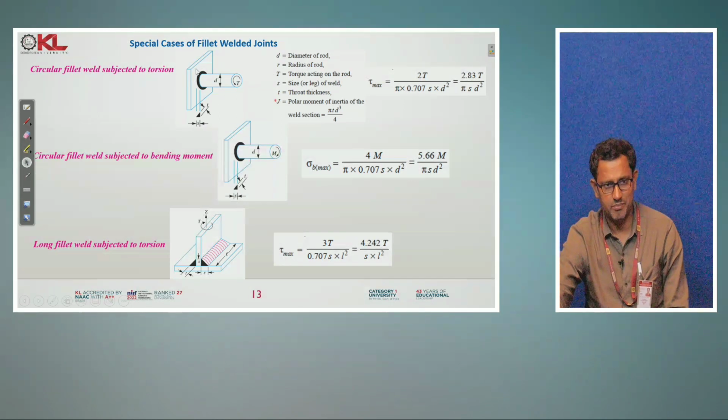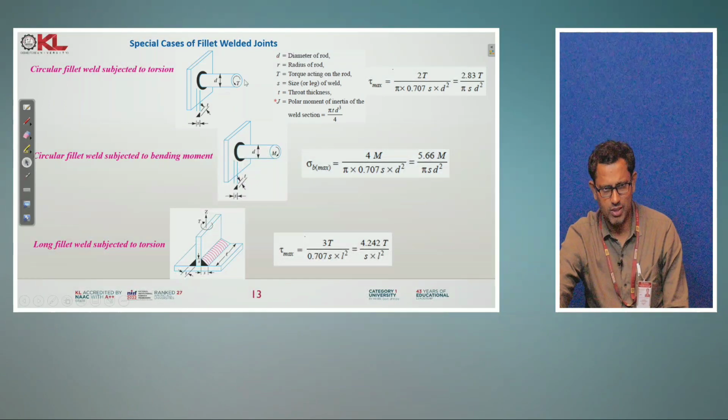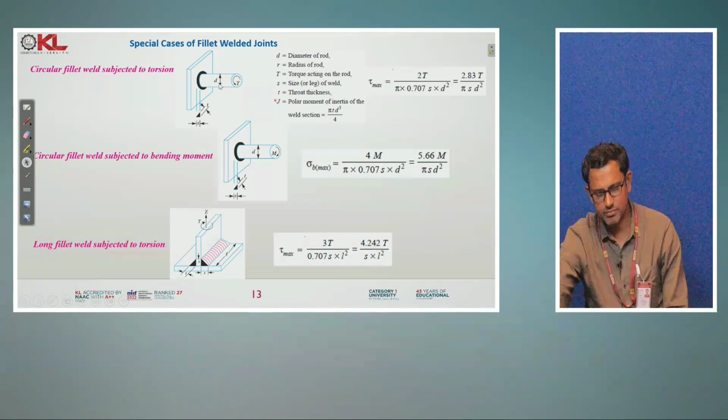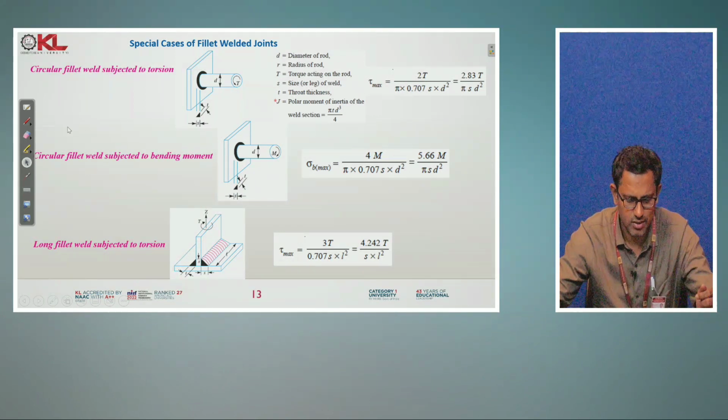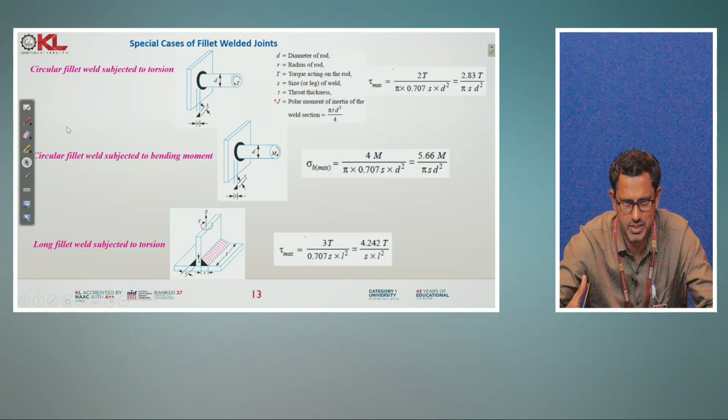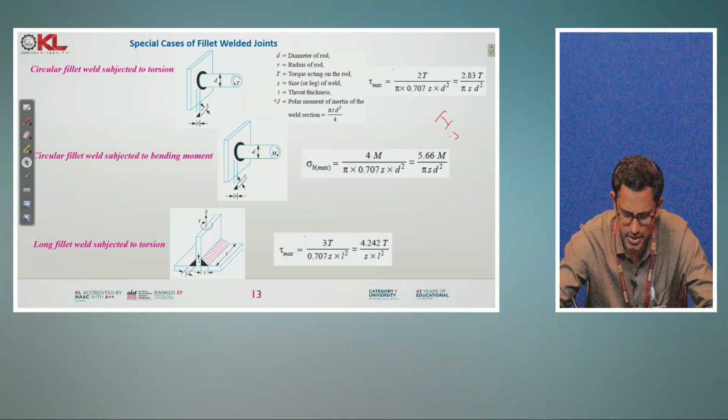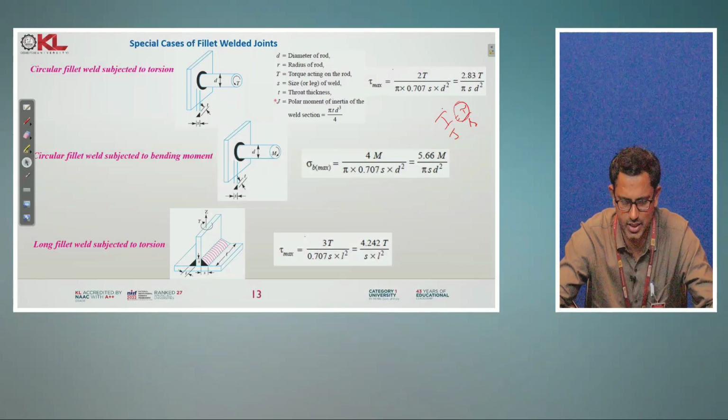Now you see here one circular fillet weld, it is subjected to torsion. One plate is there, one circular rod is there. Both are joined using welded joints. Now we have to find out what is the maximum stress developed inside this cross section. So for that cross section, you know that in order to calculate that, T by J is equal to tau by R is equal to G theta by L. So T by J is equal to tau by R. So from this equation you can calculate the tau max value.